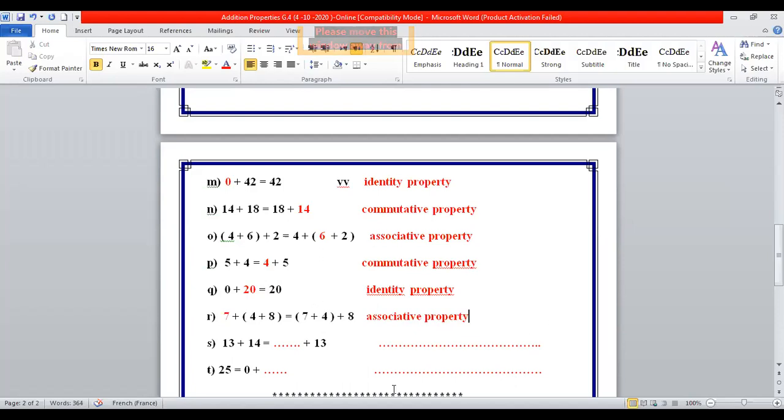Okay. S. Hamza. Yes. 13 plus 14 equals 14 plus 13. What is the name of the property? Commutative property. Yes.